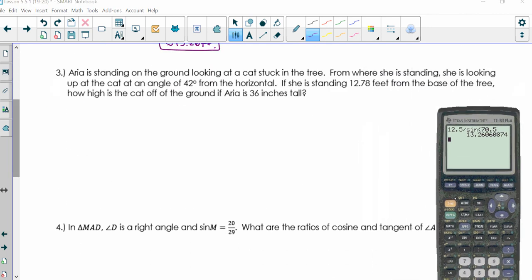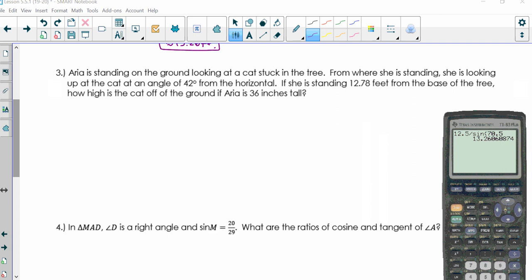Next one. Arya is standing on the ground and looking at a cat stuck in a tree. From where she is standing, she is looking up at the cat at an angle of 42 degrees from the horizontal. If she is standing 12.78 feet from the base of the tree, how high is the cat off the ground if Arya is 36 inches tall? So this one has a lot of wording going on with it. I'm going to start by drawing my triangle.